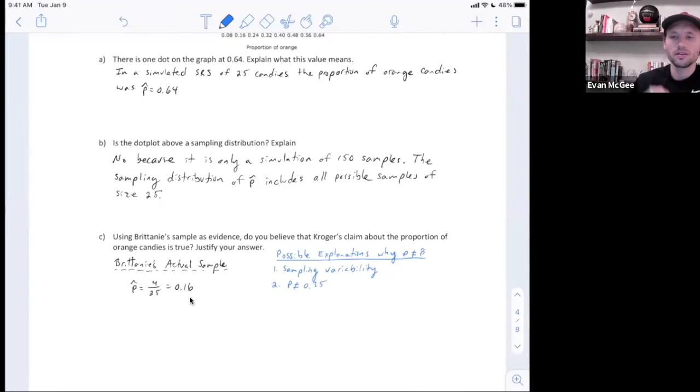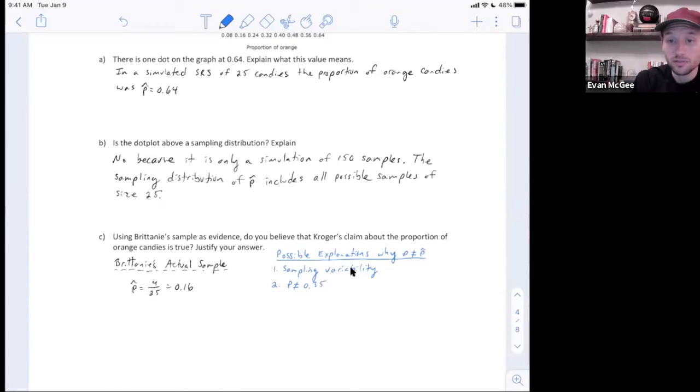Her sample statistic is 16%. So if you think about it, they're claiming that there's 35% in this candy machine. So her sample, we should expect it to be a good estimate of the population parameter of 35. So the population parameter, P, is not equal to her sample. Now, there could be 2 possible reasons why.